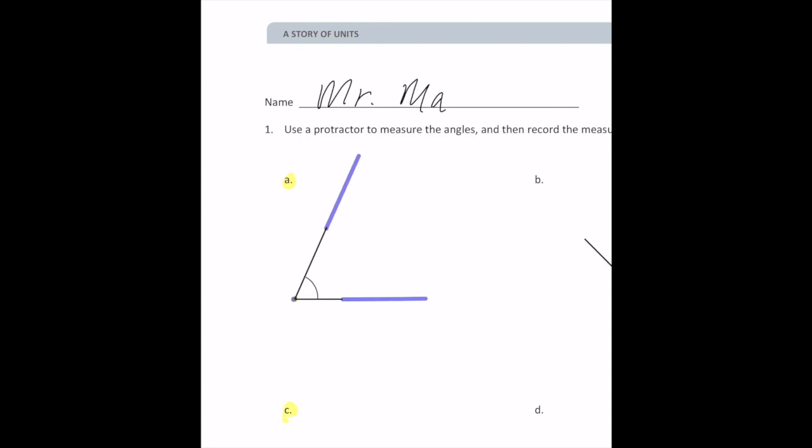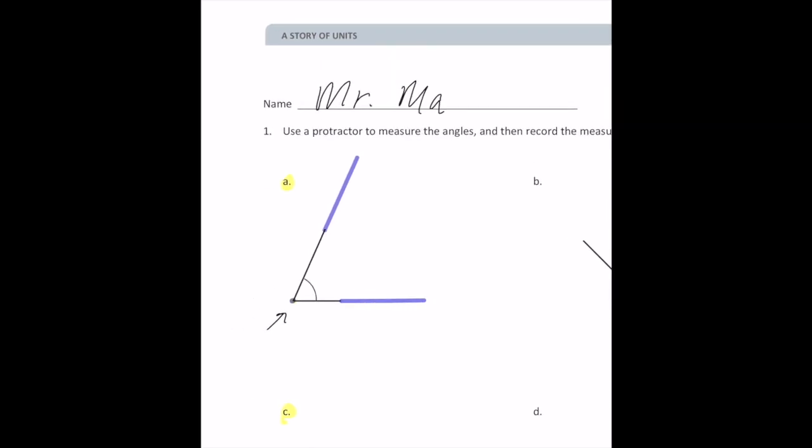Okay, so my first goal is to find the target or the vertex. So there's the vertex right there, that point. I'm going to locate on my protractor the target or the crosshair, and I'm going to place that hole on the bottom. Next, I have a couple of choices. I can first figure out which line segment I want to use as my starting point. And in this case, it's probably going to be easier with the page just being straight up and down to use the line segment that we see horizontally. So this line segment is what I'm going to be using as my 0.